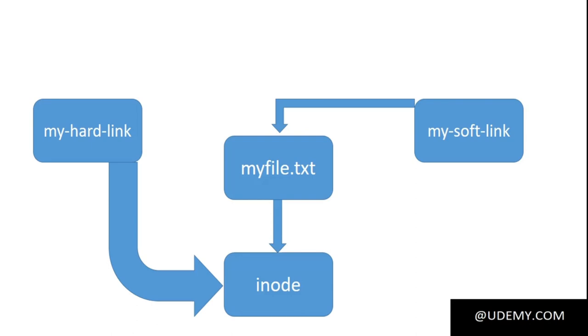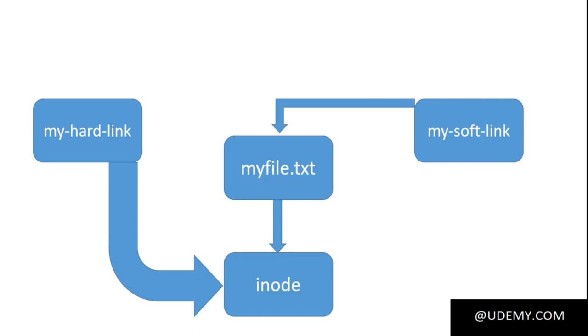I have used the word inode. What is an inode? Well, an inode is an entry in the inode table containing information about a regular file or directory. An inode is a data structure on a traditional ext3 or ext4 file system. The inode number is also called the index number.